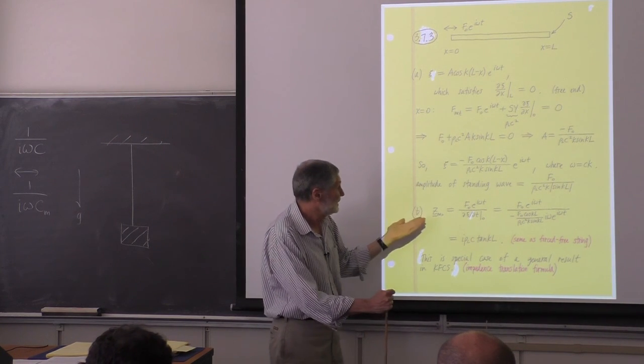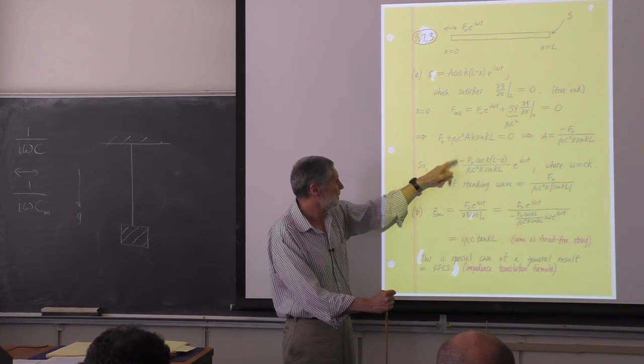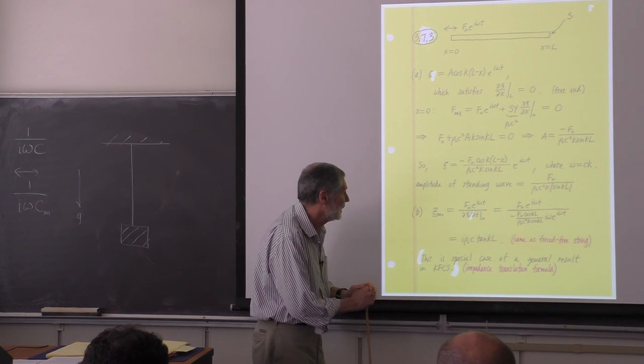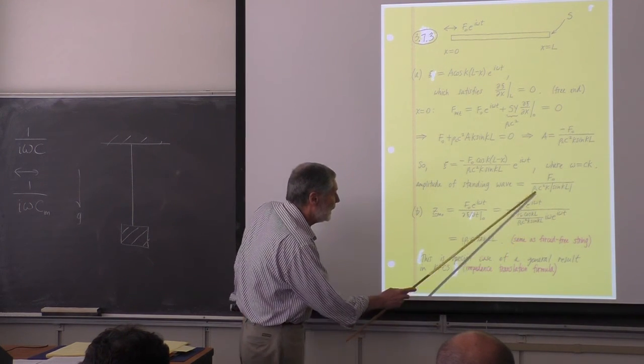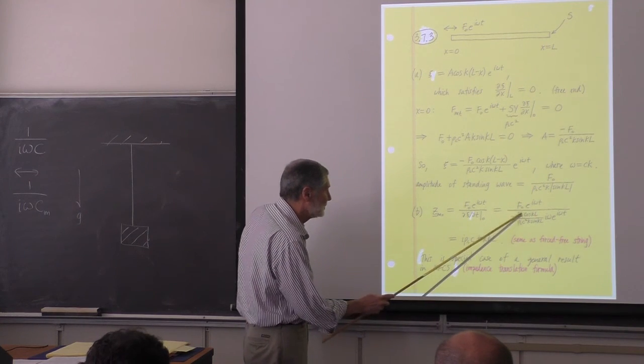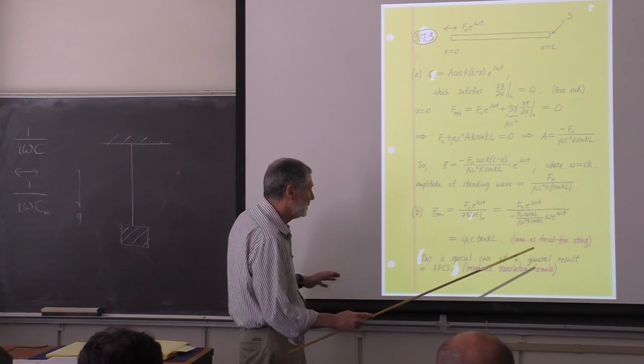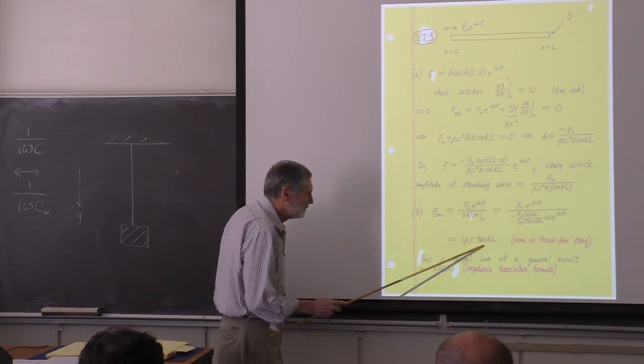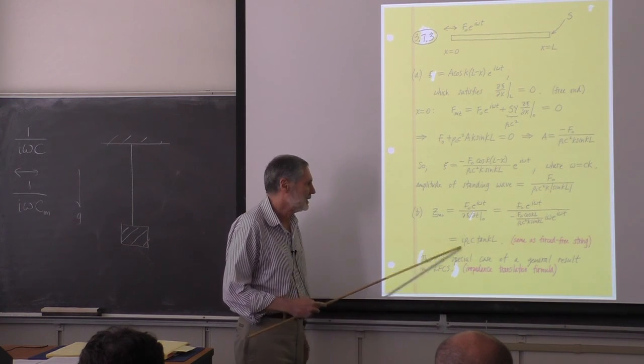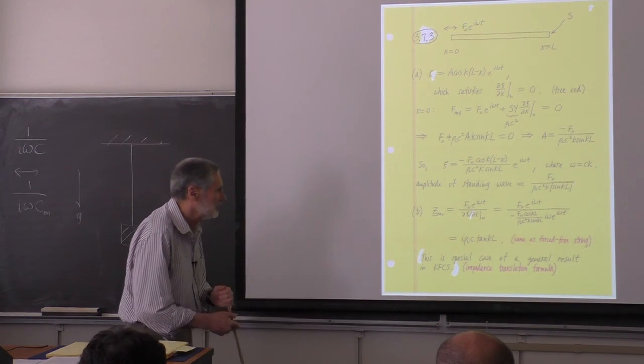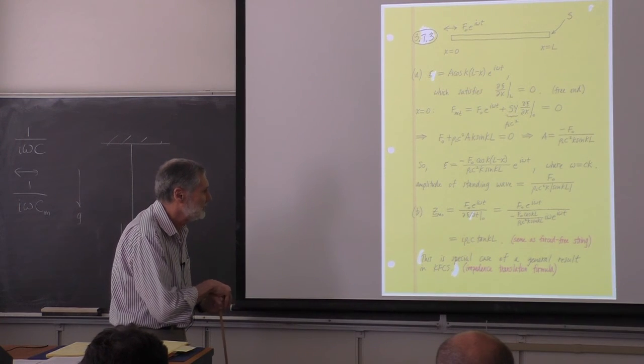So to get the velocity, I'm going to take the time derivative of this. That's easy. It just brings down an i omega. And the e to the i omega t's cancel. The f naughts cancel. This is all linear. And does that look familiar? Yeah, it's the same as a fixed-free string. When you drive, this is the input impedance.